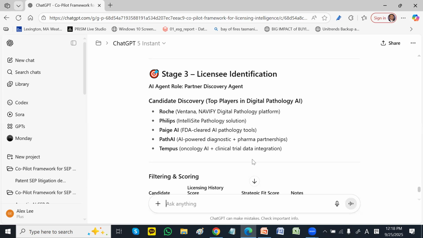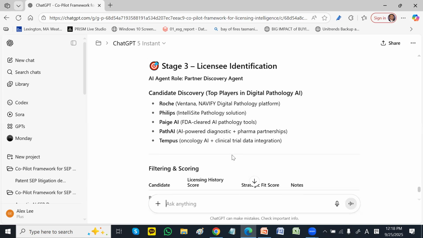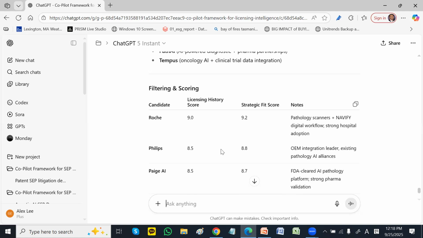And then it identified five, like Roche, Philips, and PathAI, Paige AI, something like that, and then it evaluates a licensing history score, meaning what this company has in the industry, their known previous record of licensing out and licensing in. Usually these companies also license out, but usually we are looking for the license in. So we want to license out our analyzed patent to this company. So there will be licenses.